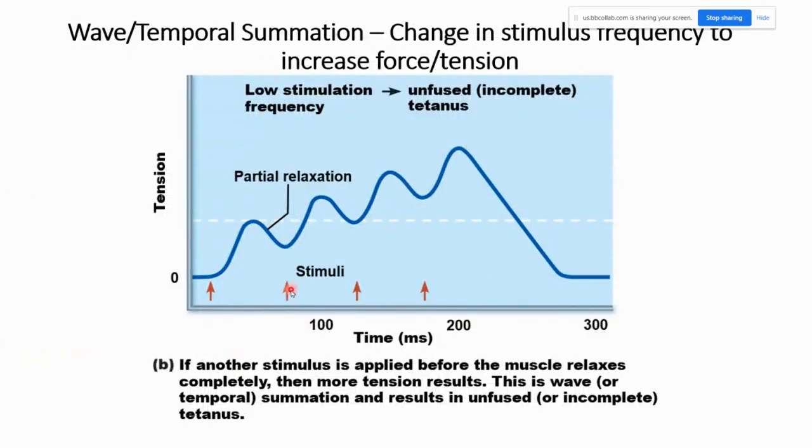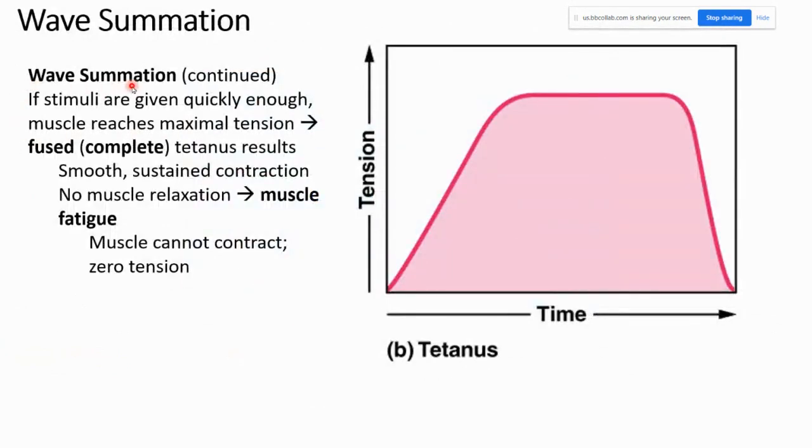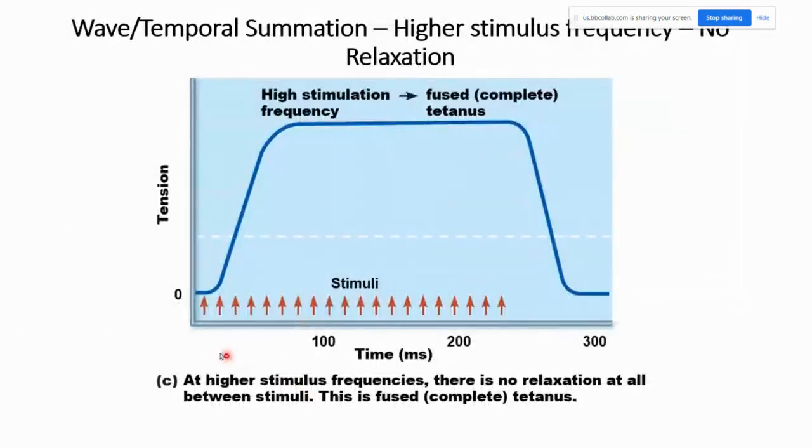But what if we don't wait so long? What if we send another action potential in before it has time to relax, like right there? That's still wave summation, but this is called fused or complete instead of unfused or incomplete. So you see a nice smooth rise in the tension. I'm going to use the picture on the next slide, but it's the same information. So see how close together the muscle fiber is being stimulated by the nervous system. So it doesn't have time to relax.